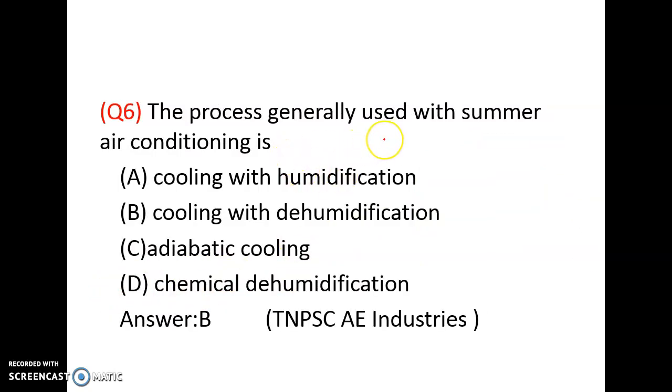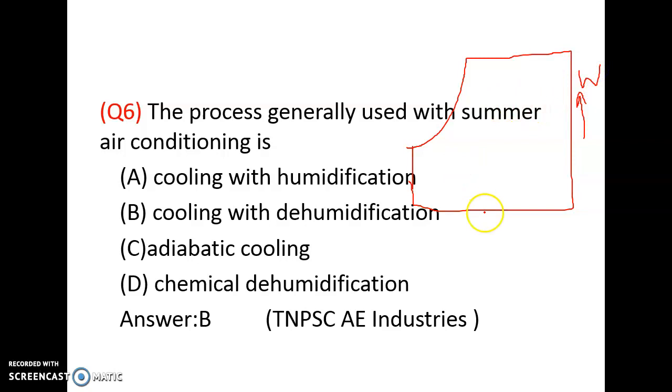The process generally used with summer air conditioning, on the psychrometric chart, is cooling with dehumidification. In summer, the temperature must be reduced, and the humidity will be more because of more evaporation from outside water. Humidity in kg per kg of dry air will be more, so the air should be dehumidified.